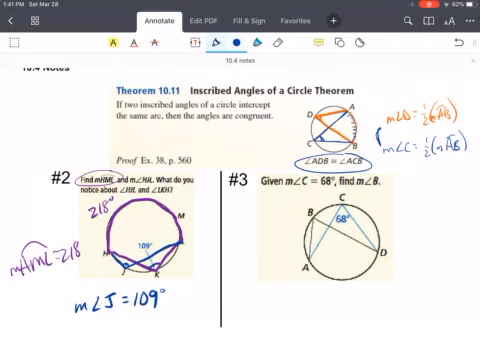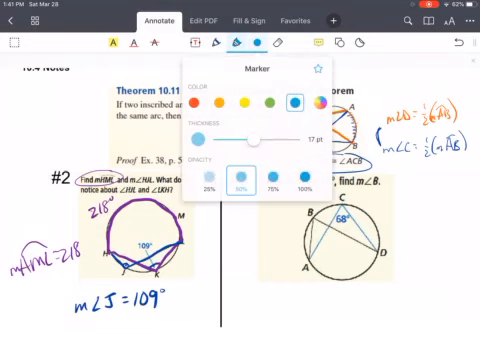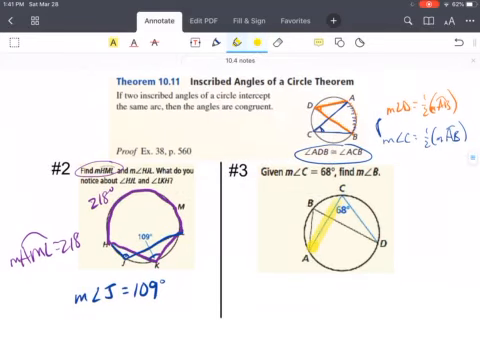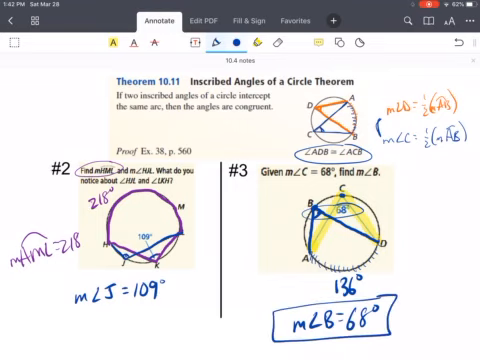And then same concept over here for number 3. We have angle C right there, and we also have angle B, both of which have vertices on the circle. They both intercept this arc. So the measure of arc AD would have to be twice that, which is 136, and then also makes angle B half of that as well. Or you could just say that they're equal right away because they intercept the same arc. So you get the measure of angle B is 68 degrees.